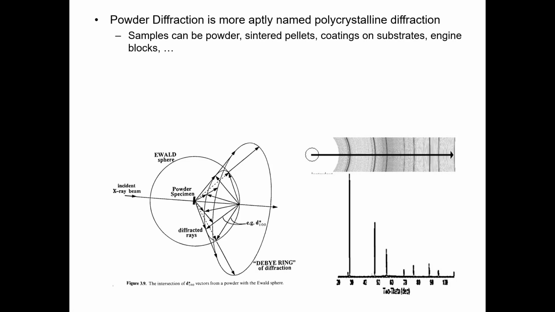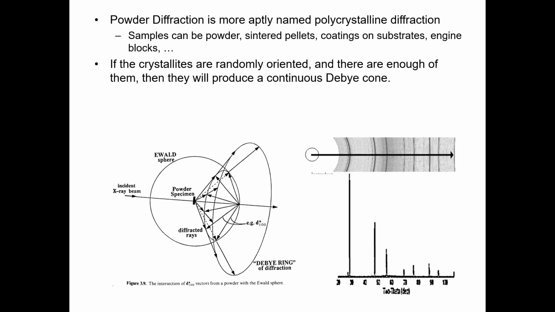Powder diffraction is more properly named polycrystalline diffraction. We rarely have a single crystal, and the sample can be a powder, sintered pellets, a coating on a substrate, or even an engine block, etc. That is the most common knowledge about X-ray diffraction. The reason I mention that we very rarely have a single crystal is that whenever we have one, we use a special arrangement of the diffractometer for analyzing single crystals.